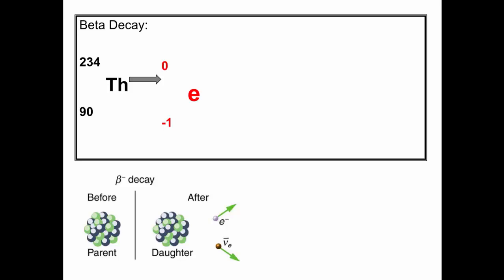An electron. So what do we know about the mass of an electron? 0. It's 0. And remember, when this electron is lost, how is an electron coming out of the nucleus? You're getting close. A neutron releases an electron and becomes a proton. So the atomic number goes up 1 because a neutron was converted into a proton.